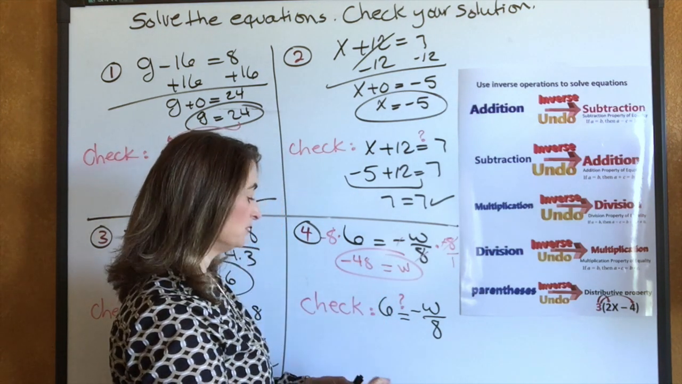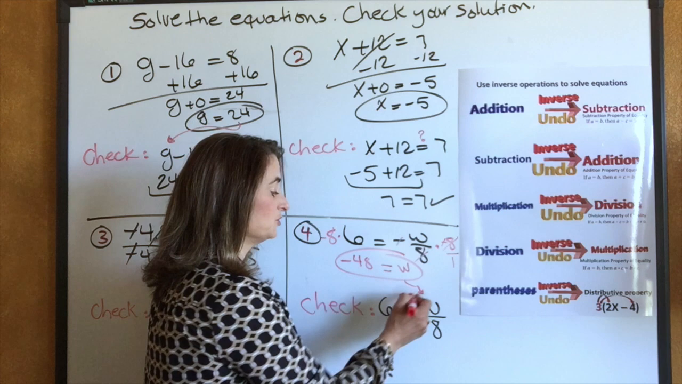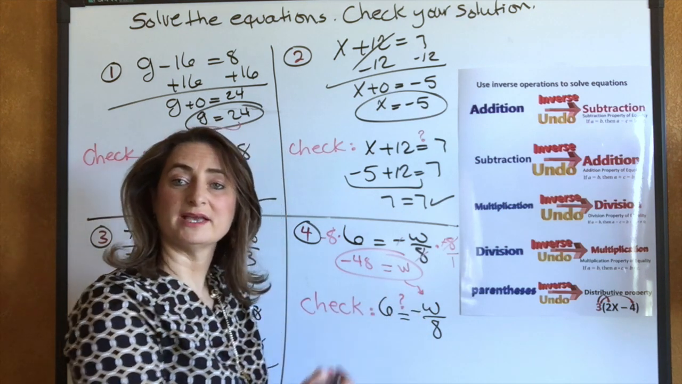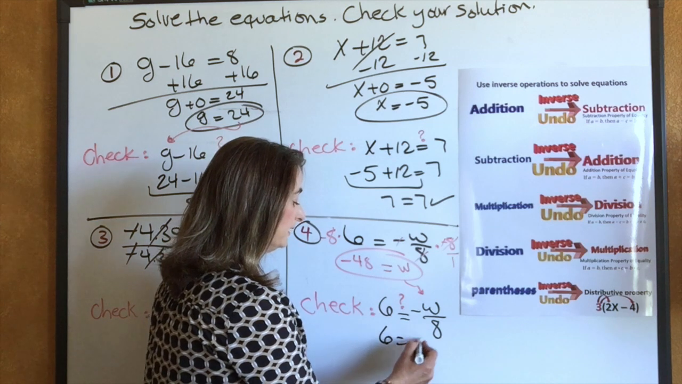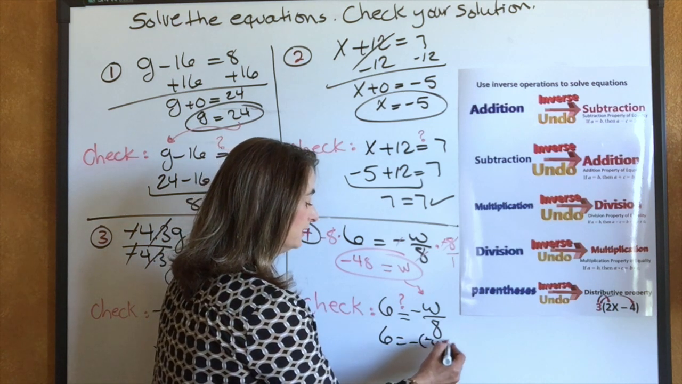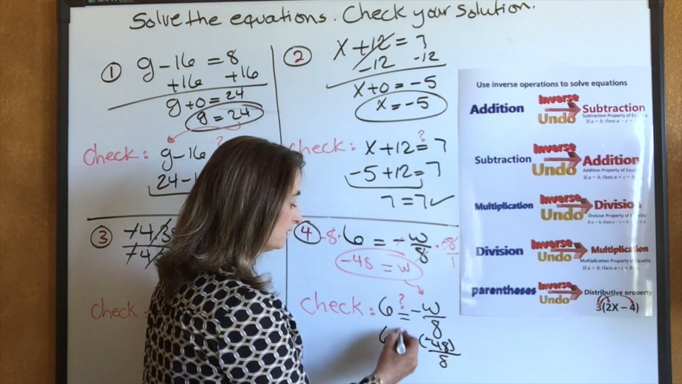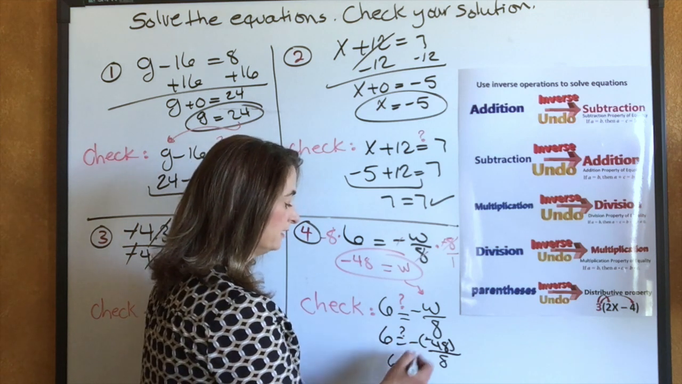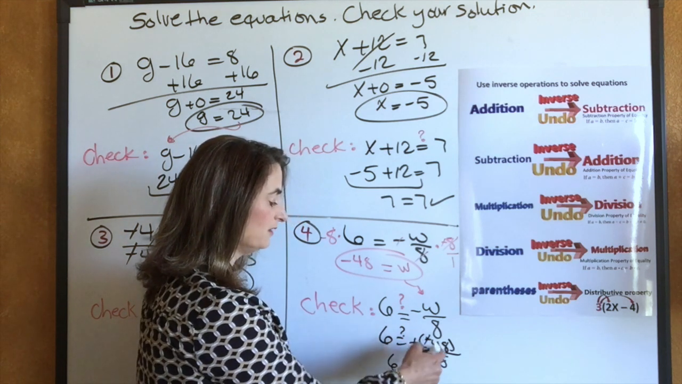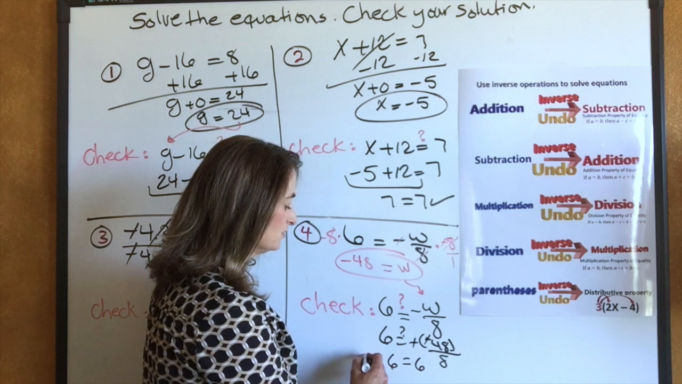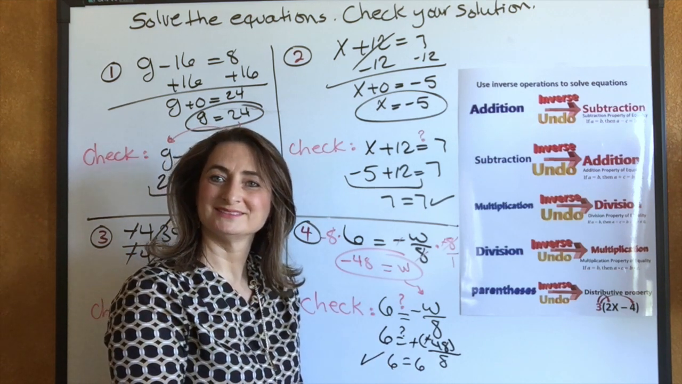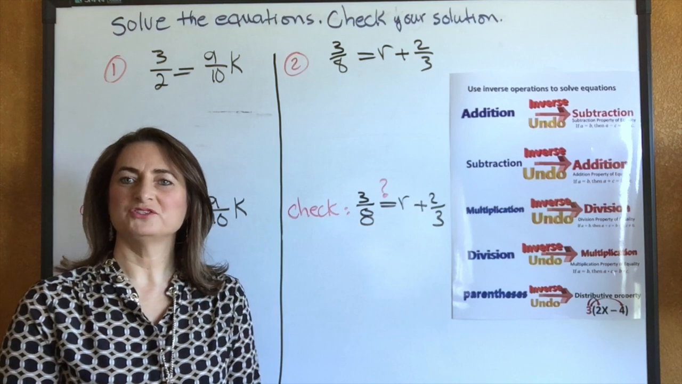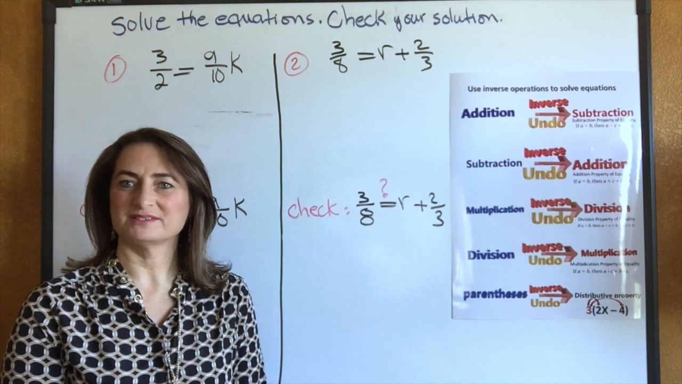Now substitute the answer instead of W to check to see if the answer is right. So 6, does it equal negative 48 divided by 8? Again, it's a question mark. Negative times a negative is positive, and 48 divided by 8 is 6. So 6 does equal 6. My answer is correct. Now we'll be solving equations that include fractions.